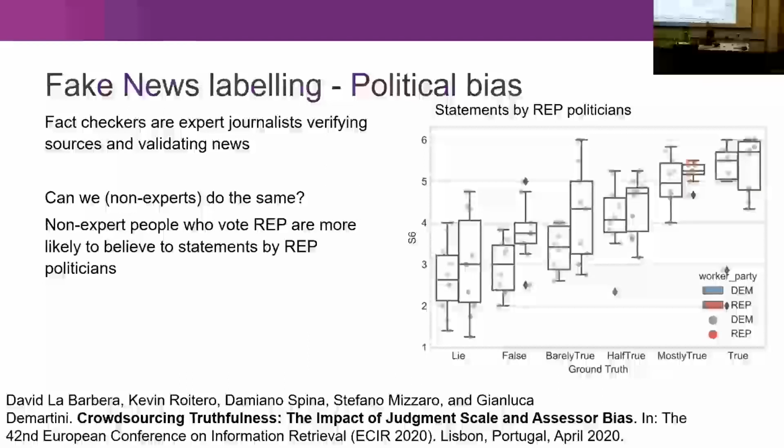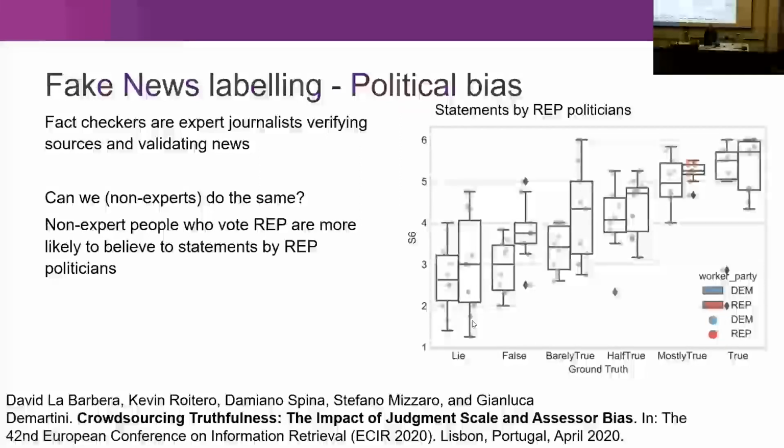What is interesting is that while on the aggregate level this works, if you start to break things down, you see very interesting phenomena. In this plot, we see the same thing as before. On the x-axis, the expert journalist labels from completely true to completely false, and on the y-axis, the crowd labels. But now this box plot is split into two, and we are coloring the non-expert crowd workers blue if they voted Democrat in the previous election, or red if they voted Republican.